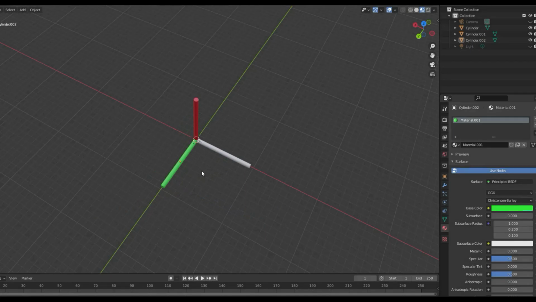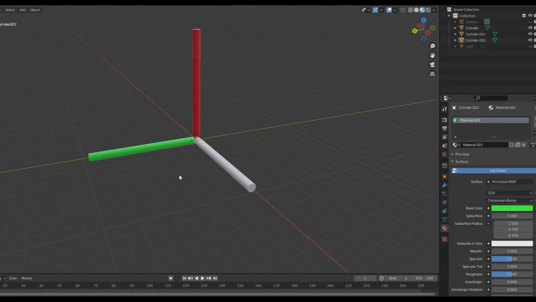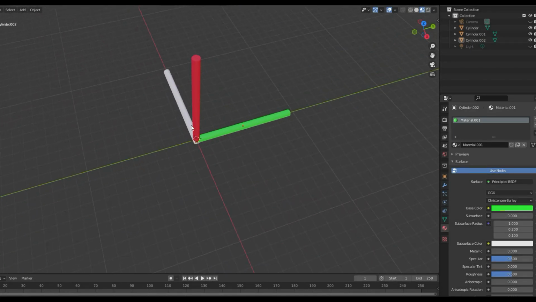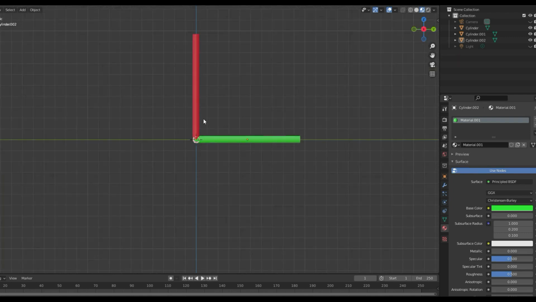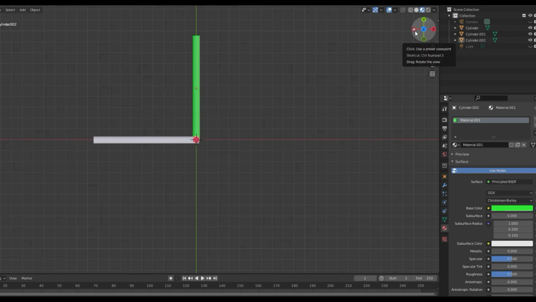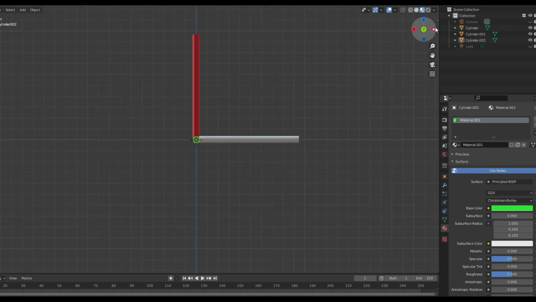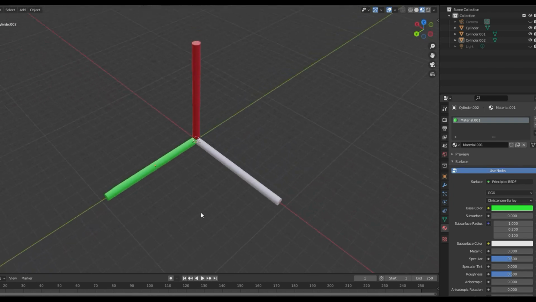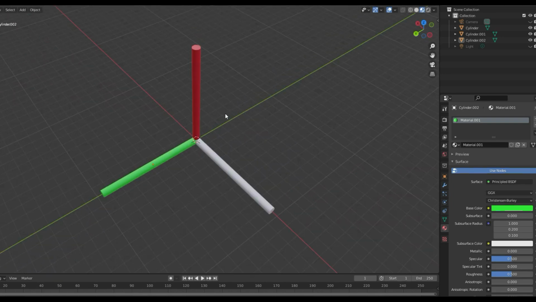Let me show you an example. These three rods are mutually perpendicular. Why? 90 degrees between the red and the green, 90 degrees between the green and the white, and yes, 90 degrees between the red and the white. So all the three are at an angle of 90 degrees with respect to each other. That's why it's called mutually perpendicular.